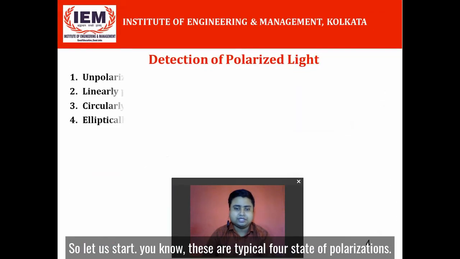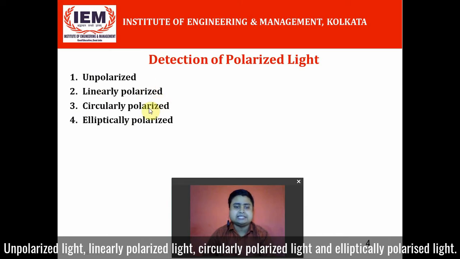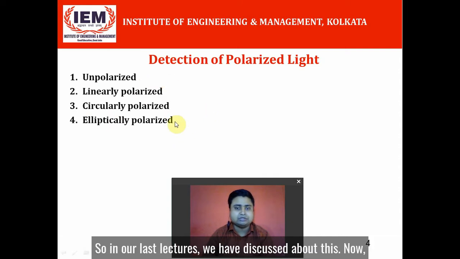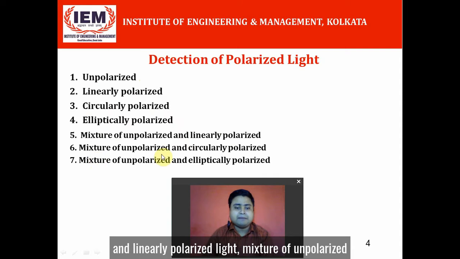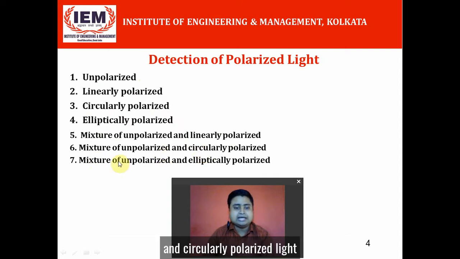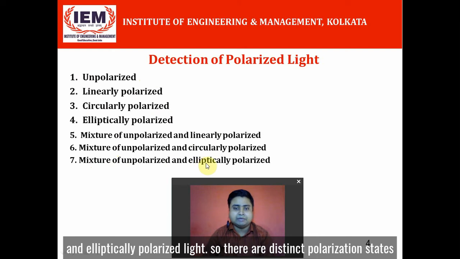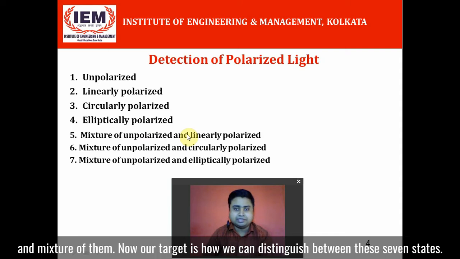So let us start. These are the typical four states of polarization: unpolarized light, linearly polarized light, circularly polarized light, and elliptically polarized light. In our last lectures we have discussed this. Now there may be more. There may be a mixture of unpolarized and linearly polarized light, a mixture of unpolarized and circularly polarized light, and a mixture of unpolarized and elliptically polarized light. So there are distinct polarization states and mixtures of these. Now our target is how we can distinguish between these seven states.